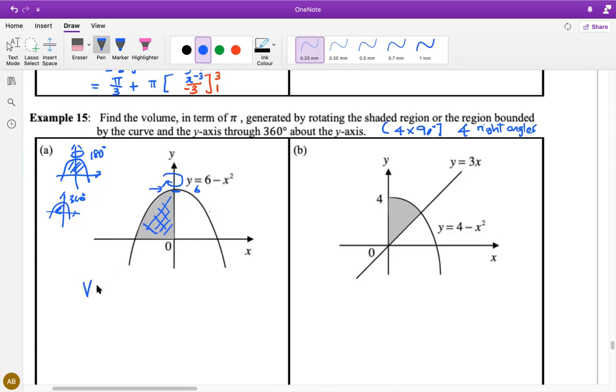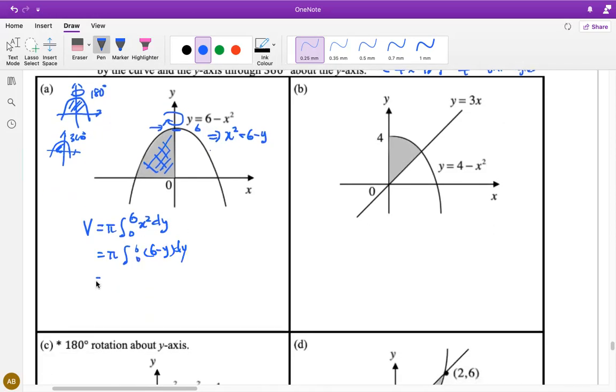So now how to find? We use the formula V equals pi, and then we integrate from 0 to 6, x squared dy. So from here, what is x squared? y equals 6 minus x squared, so x squared is 6 minus y. We substitute in: pi, 0 to 6, 6 minus y dy. So we integrate and get pi times 6y minus y squared over 2, from 0 to 6. Substituting the values in, you get 6 times 6 minus 6 squared over 2. It will give you half of the value. So 36 minus 18, so it's 18 pi. This unit you don't need to write.